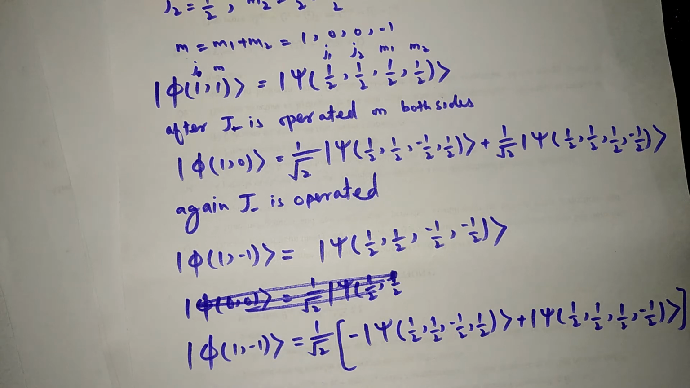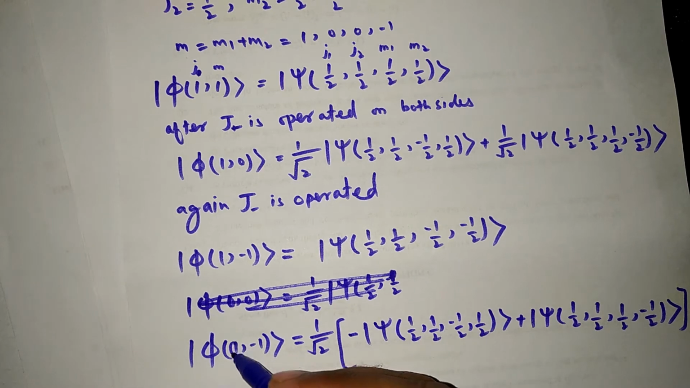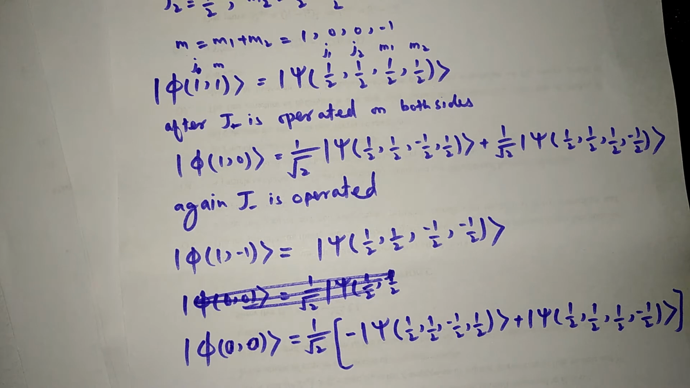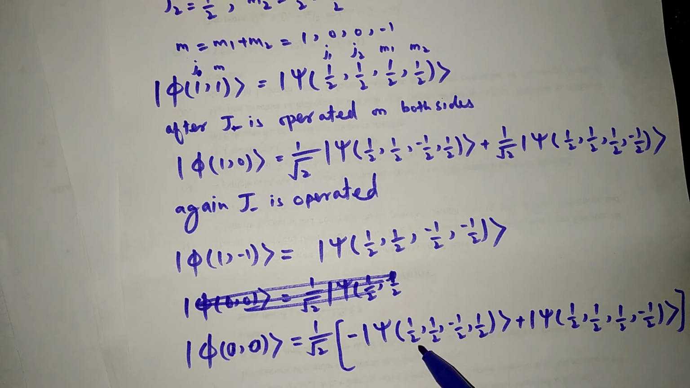This is only possible when this is not minus 1; in fact this is the 0 0 state, where the J value is 0 and the M value is also 0. Clear? Then it is only possible that either J1 or J2 is minus half. Clear? So J will be equal to 0. It is only possible as this phi 0 0 is a linear combination of these two states, such that A, it is normalized, and B, it is orthogonal to the other.